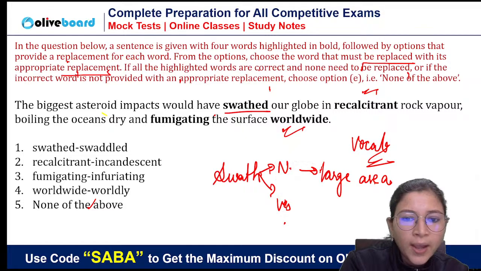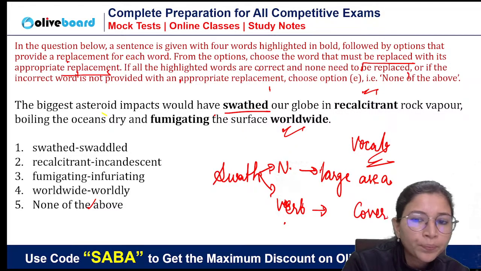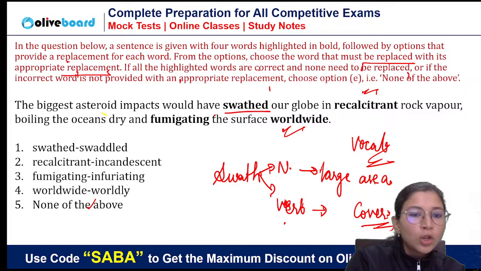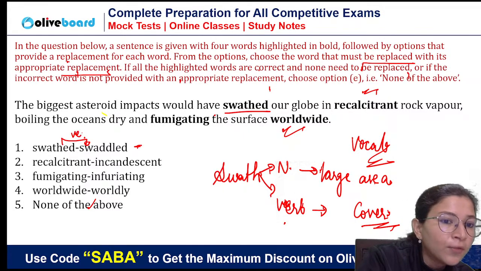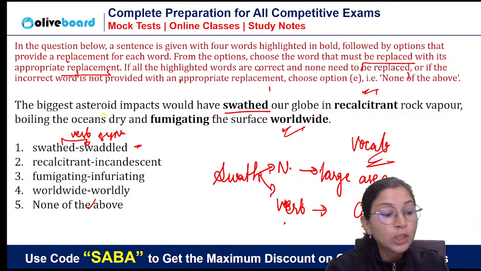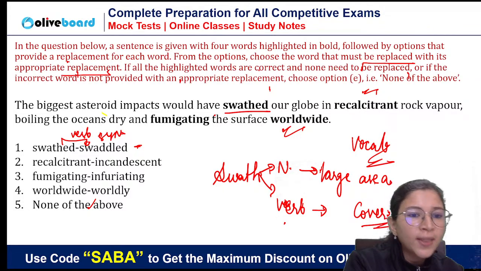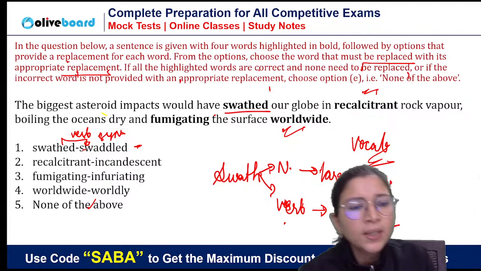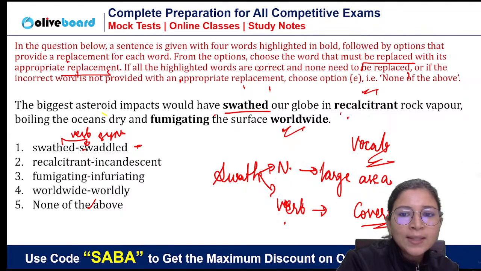Just one second. And as a verb, it refers to cover. So swaddle also we call to cover. So both are synonyms as a verb, not as a noun, but as a verb, both are synonyms. Is it clear? Wrap, cover, that is called swathe as a verb, and swaddle also, we swaddle a newborn baby, have you seen? So in that case, it is absolutely correct. The biggest asteroid impacts would have covered our globe in recalcitrant rock vapor.